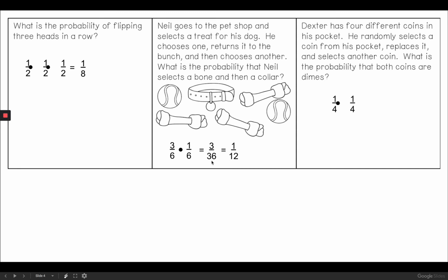He'd have another 1 in 4 chance of getting the dime, and we would multiply those two together. So I would go 1 times 1 is 1, 4 times 4 is 16. So he has a 1 in 16 chance of getting the dime twice.